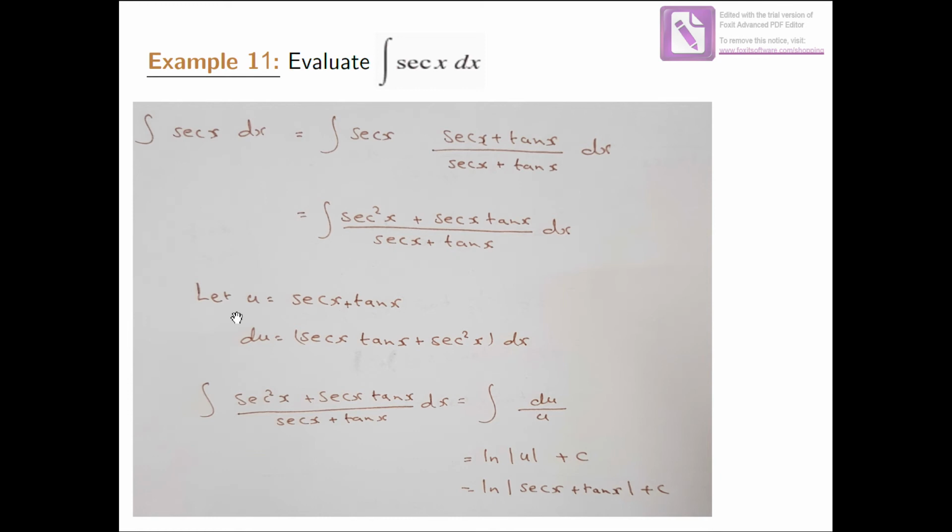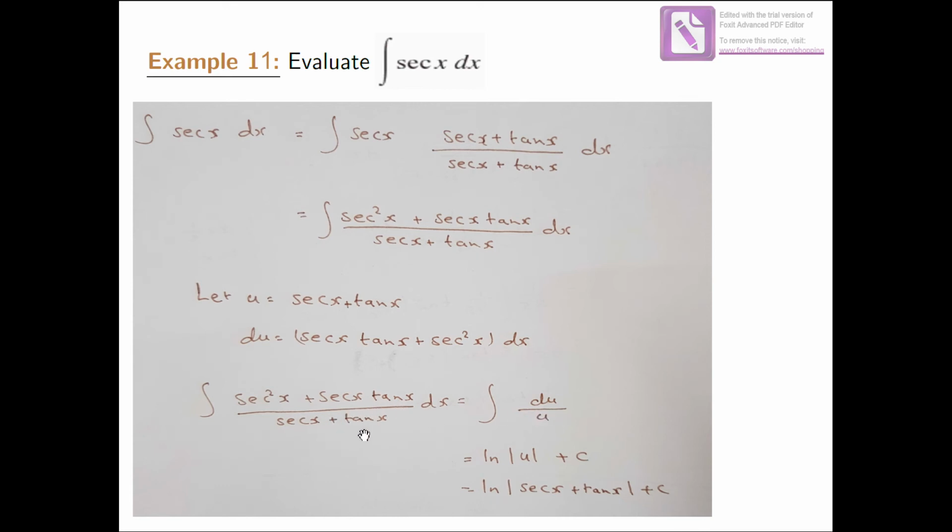So if we assume u is equal to sec x plus tan x, then du will be equal to the derivative of sec x, which is sec x tan x, plus the derivative of tan x, which is sec square x, dx. So here we have u, so now we can replace sec x plus tan x by u. But what about sec square plus sec x tan x dx? We can replace it by du. So sec square x plus sec x tan x dx is just du.